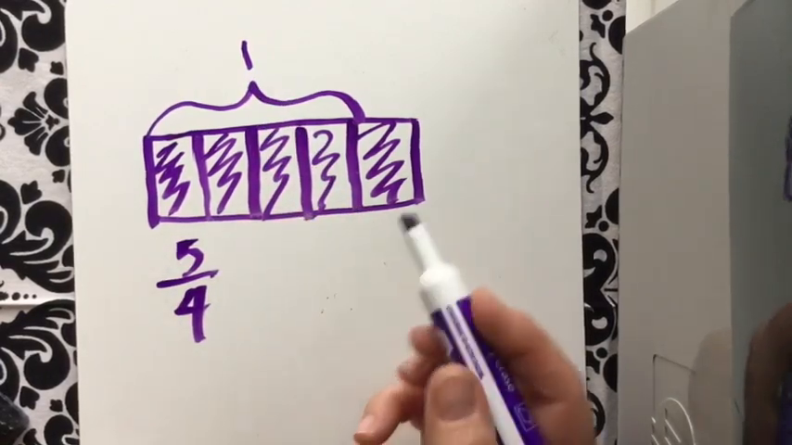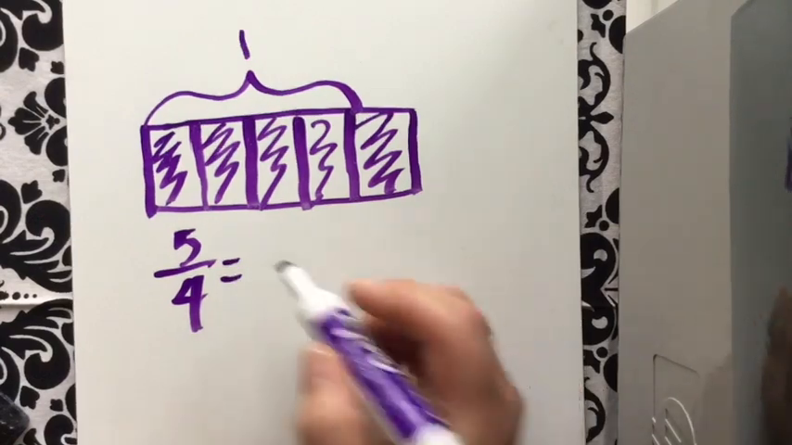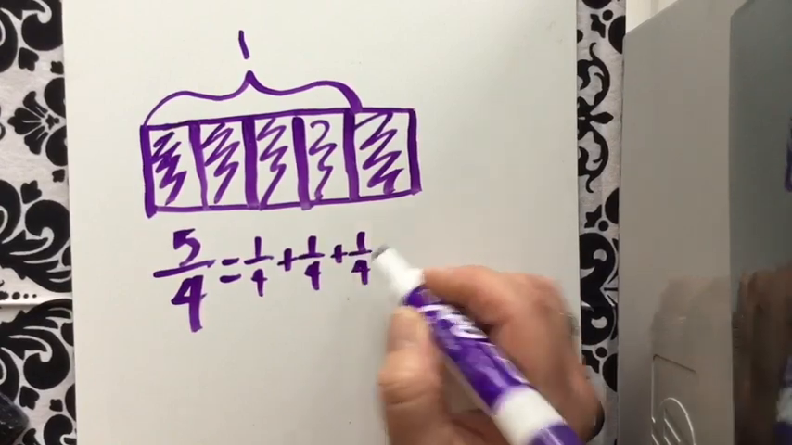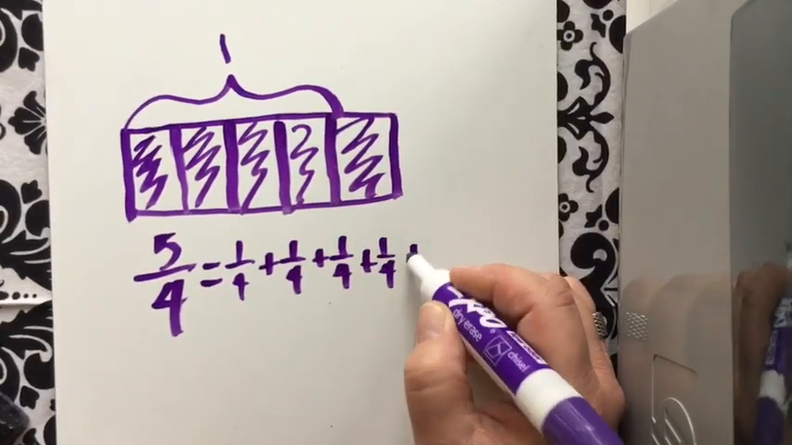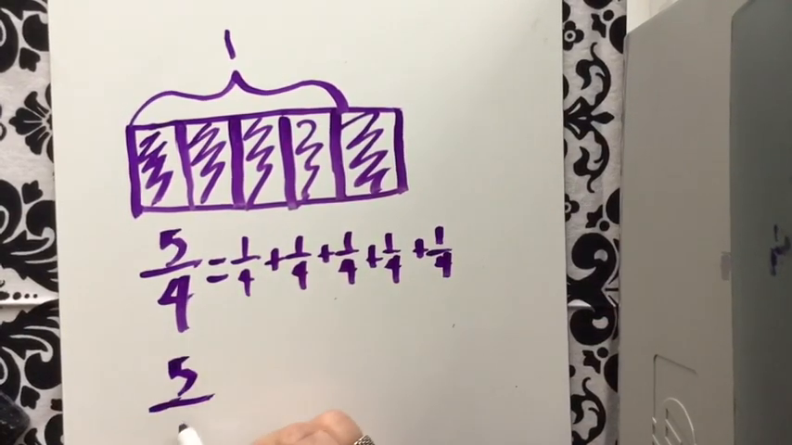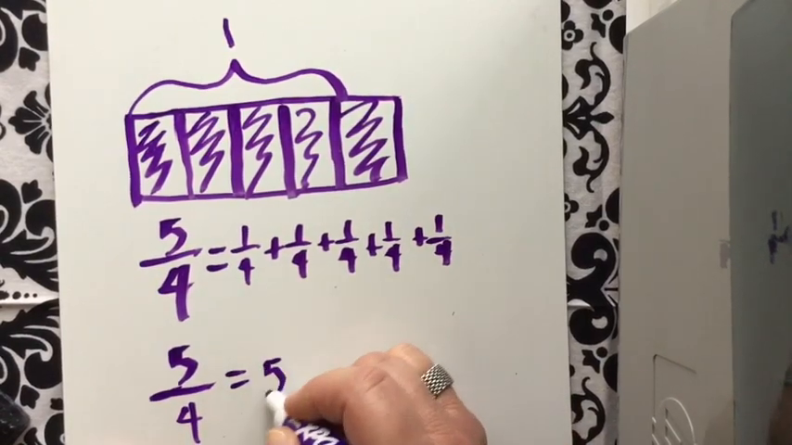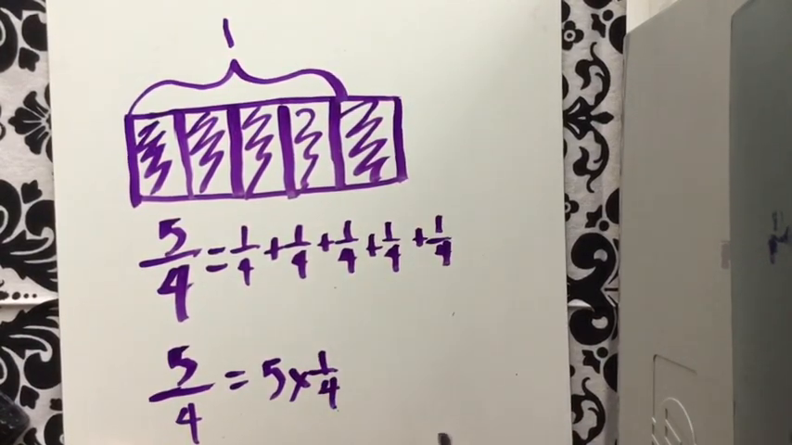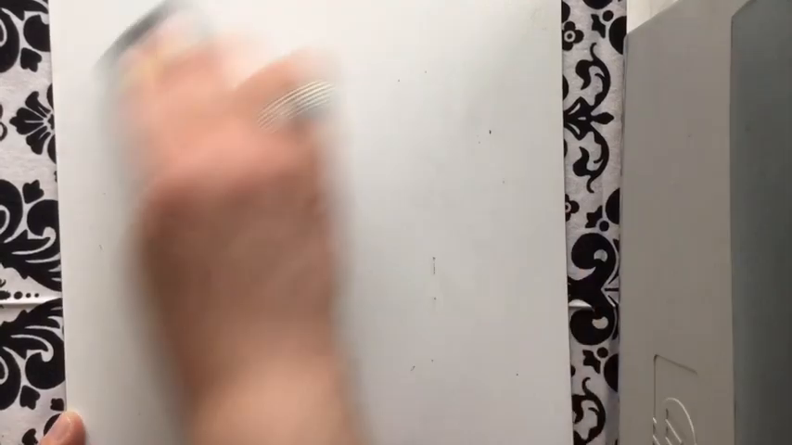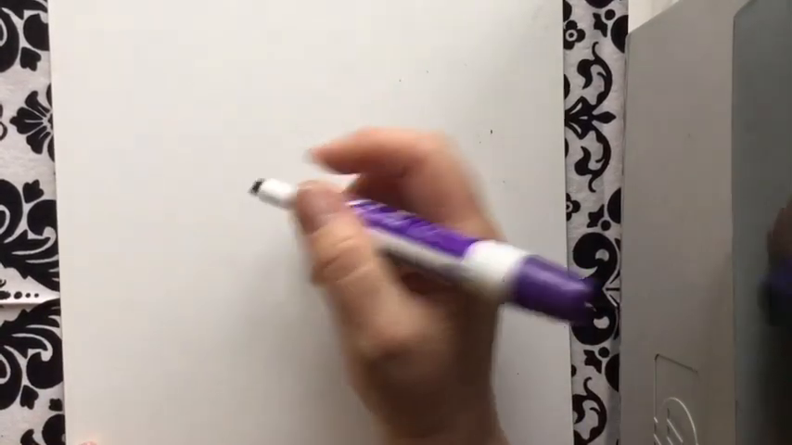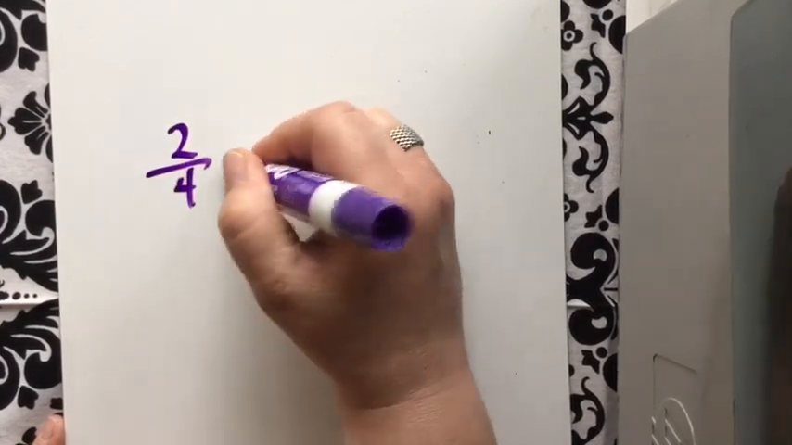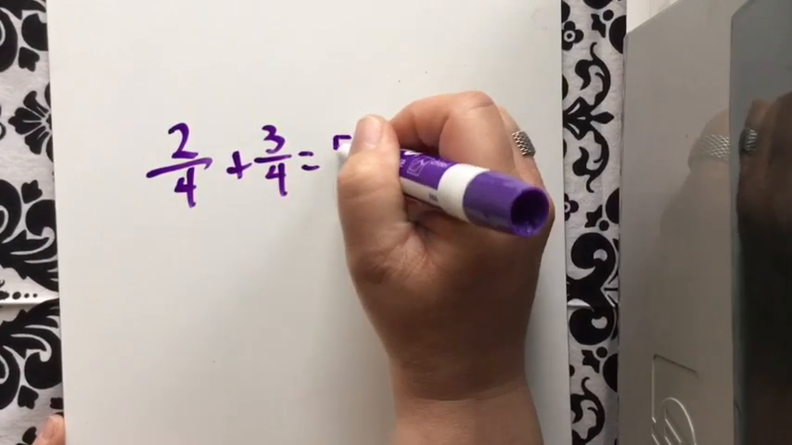4/4 equals the whole. So we could show this by saying 1/4 plus 1/4 plus 1/4 plus 1/4 plus 1/4, which equals 5/4, or we could say 5/4 equals 5 times 1/4. Well, there are other ways to show this as well. We could have said 2/4 plus 3/4 equals 5/4.